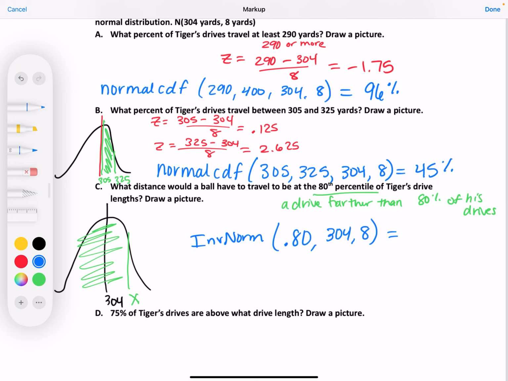Tell me what left gave you. 310.7. Okay, good. So, 311 yards would be how far it has to go.